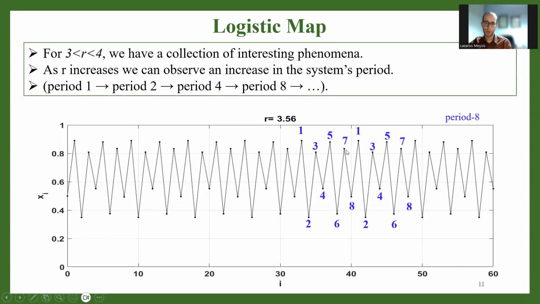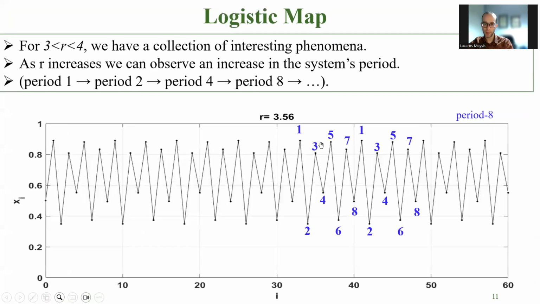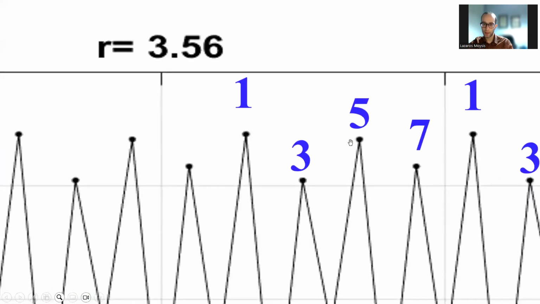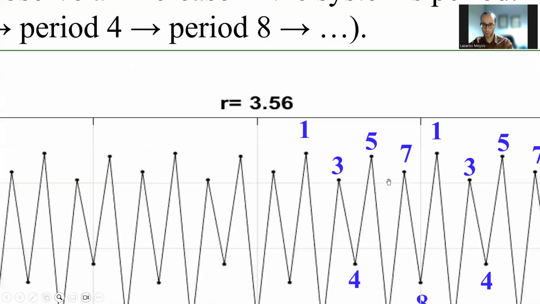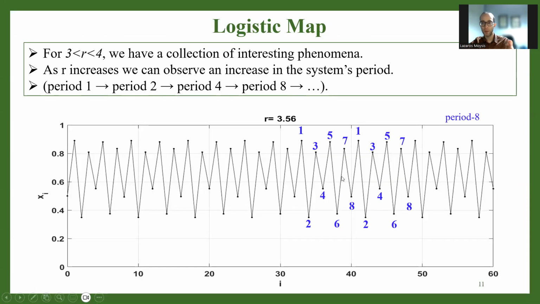By the way, if you think they are close enough, they are not the same. If you zoom in, 1 and 5 is a different state, 3 and 7 is a different state, okay? Because if you zoom out, it may seem like it is a period 4. No, it is actually period 8 behavior. I have checked it, I'm pretty sure. So you see that the period increases and increases as I increase R.